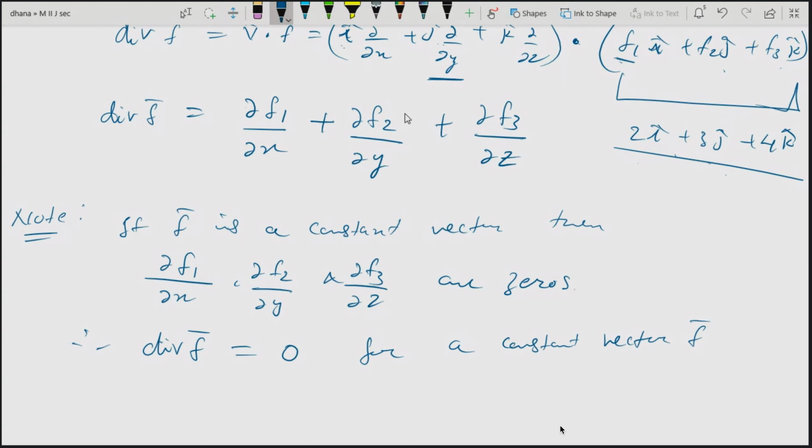And the other way also you can say. What is the other way? If the divergence of F bar is equal to 0, if this happens, then you can say your F bar is a constant vector. Two ways I am saying the statement: if and only if F bar is a constant vector, then divergence of F bar will always be equal to 0. This is one statement. Other statement, if divergence of F bar is equal to 0, then the vector will be a constant. Got it, all of you? Yes, ma'am.